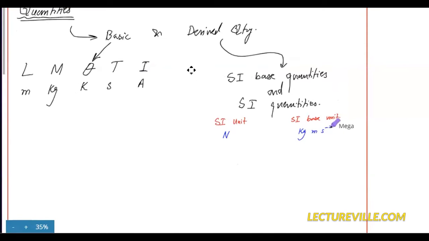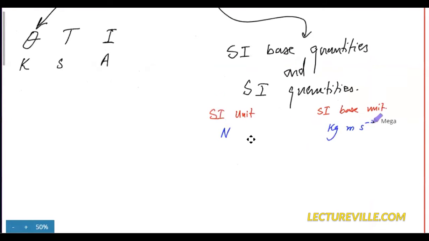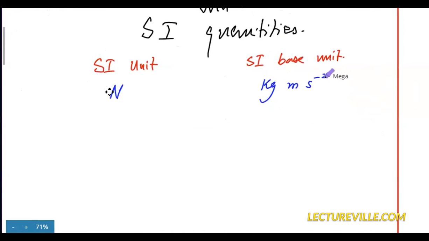Basic quantities and derived quantities. Derived quantities, SI base quantities and SI quantities, or their units are SI base units, SI base units and SI units. Now, we are discussing Newton is an SI unit and its SI base unit is kg meter per second square, and this is a very important unit to remember. If you remember it, it will make your life easy in exam.